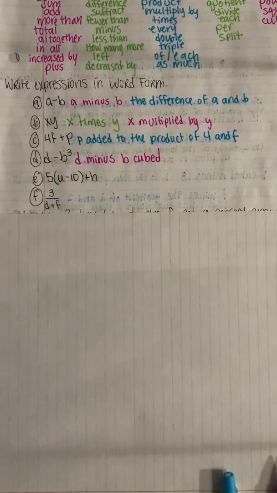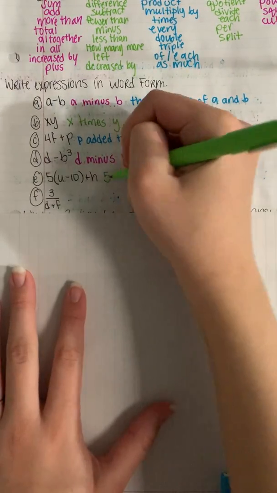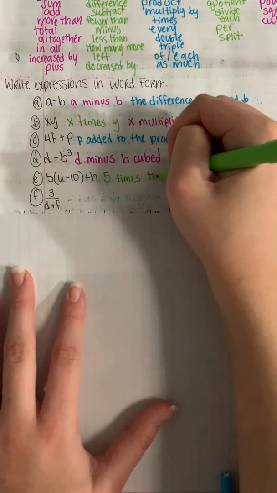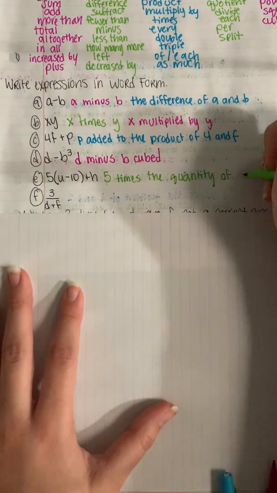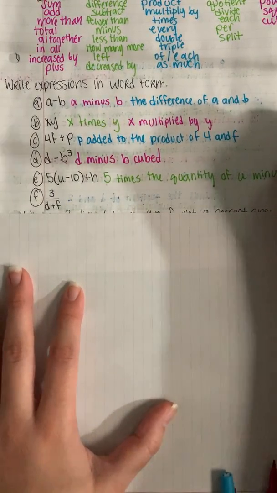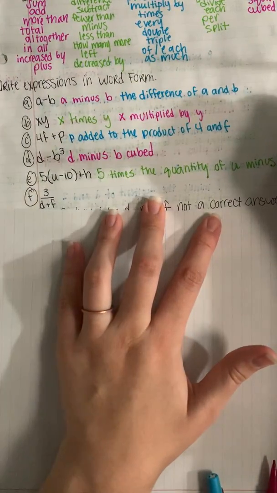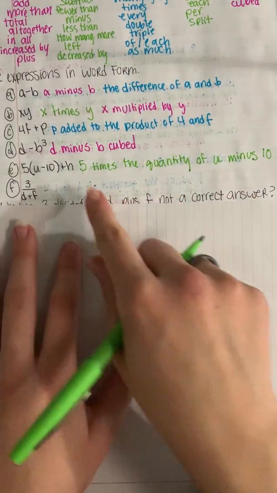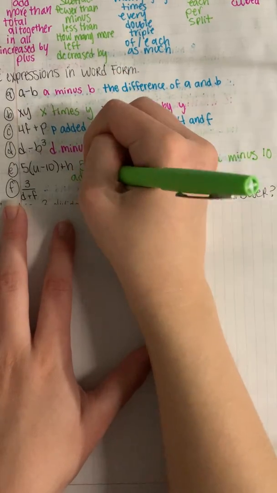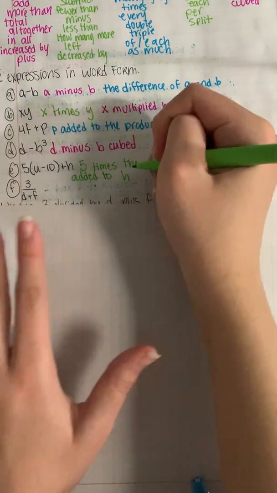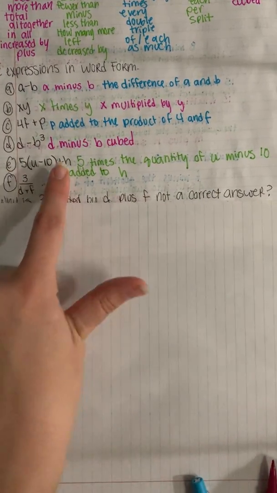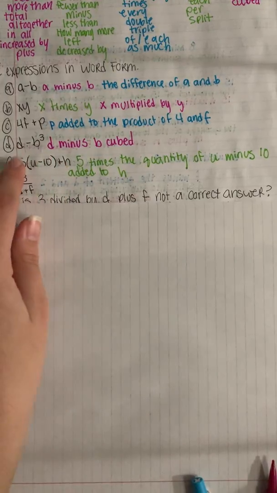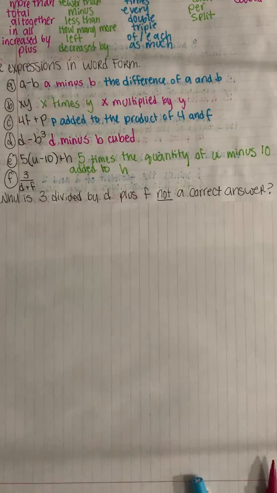Let's see. For E, a possible answer for this one could be 5 times the quantity of U minus 10, and then the very last part of that one would be added to H. And then another way you could say that one is actually add H to the product of 5 and the difference of U and 10.